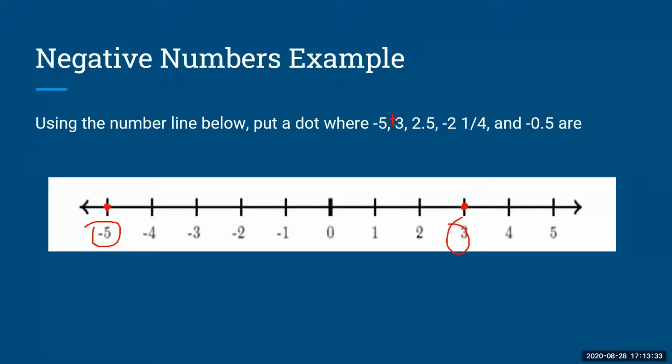2.5, well, that would be in between 2 and 3, right? Because it's a decimal. This is 2 and 1/2. And so you look for 2 and I kind of eyeball it right here. I guess 1/2 is about right here, maybe a little bit more to the right, but just add a dot right there. -2 1/4, same thing. So it'd be between -2 and -3. And if this is 1/2, then a half of a half, which is a quarter, which is what this is, would be about right here. Eyeball that.